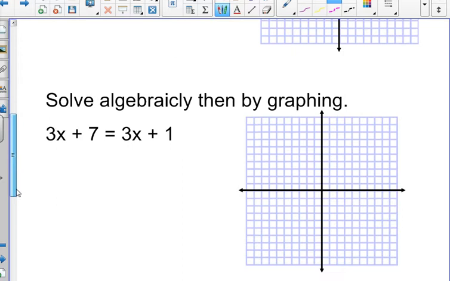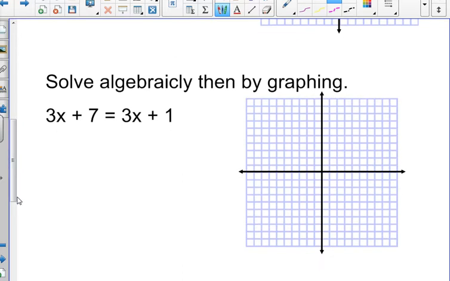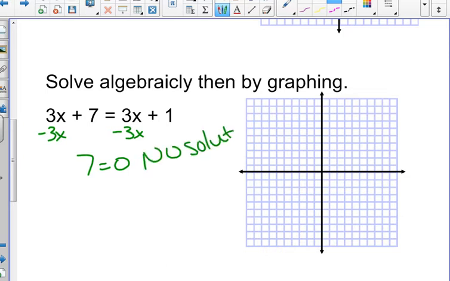All right. Here's another. Let's do another one. Solve algebraically then by graphing. So let's solve this algebraically. We have 2 x's, so we have to subtract our 3x from both sides, and we get 7 is equal to 0. Ooh, what happens when we get answers like that? This is called a no solution, right? So what does a no solution mean when we're graphing it? That means it doesn't cross the x-axis, okay? It never crosses the x-axis.